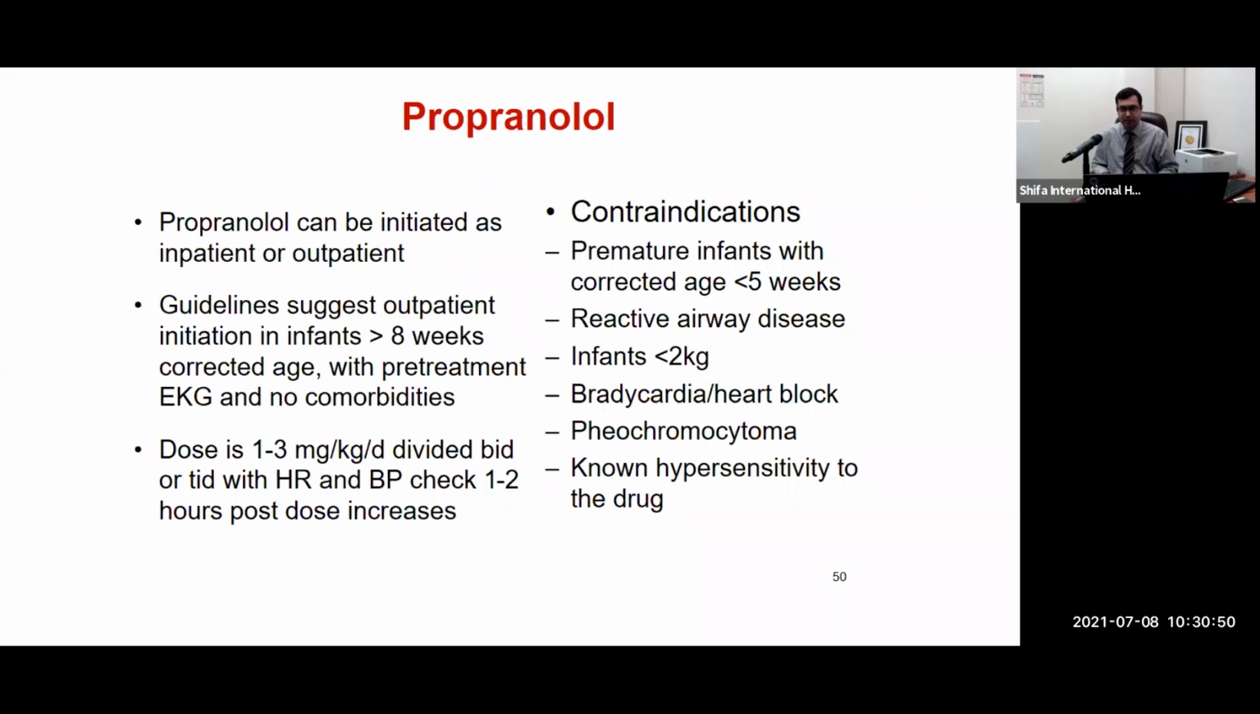Now, some guideline things with regards to propranolol. Those of you who are comfortable using it in young children, you can see initiation in infants more than 8 weeks corrected age. ECG is advisable, not essential, depending on if the child is term, with no other cardiovascular history, normal examination, and normal blood pressure. Some centers will do mandatory ECG and echo. So it's up to you. What's your local arrangement? What are you comfortable with?